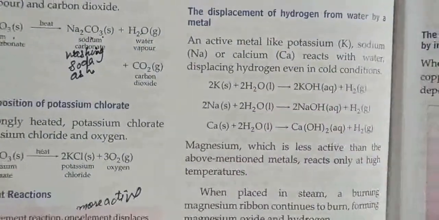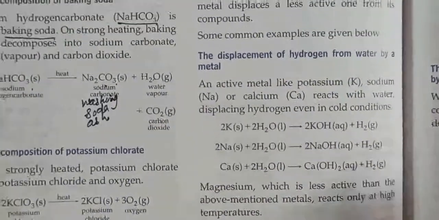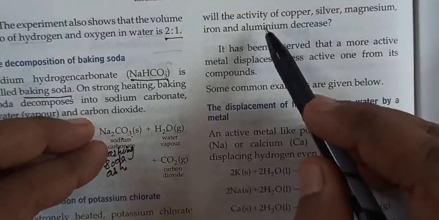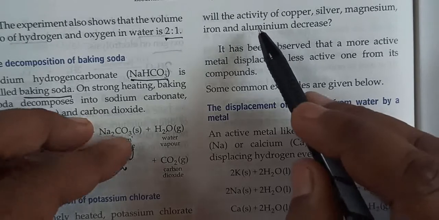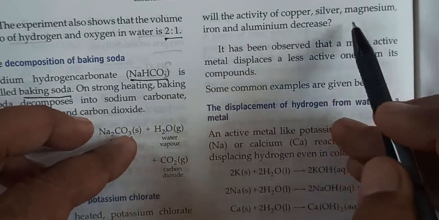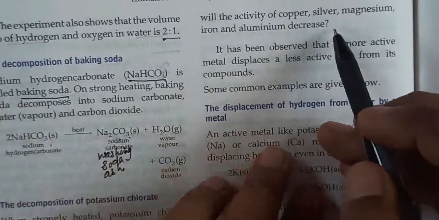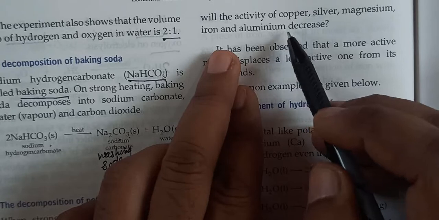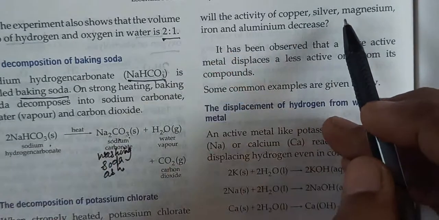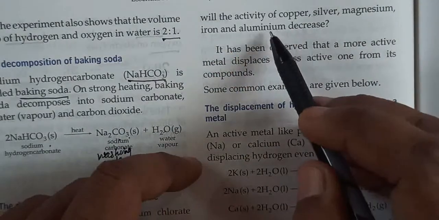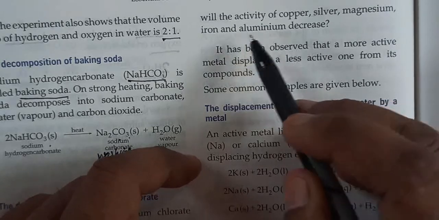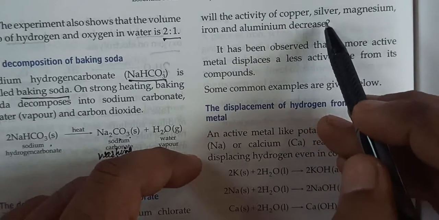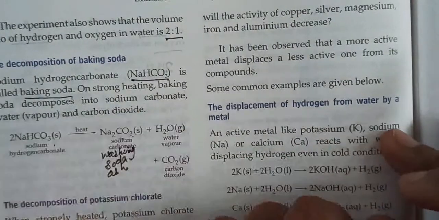What is here, beta? See it carefully. Could you say in what order the activity of copper, silver, magnesium, iron, aluminium will decrease? So among these 5 metals, which is most active, beta? Magnesium. If you check the activity series, magnesium is above aluminium, second is aluminium, third is iron, then comes the turn of copper, then the last one is silver. If you check the series, accordingly you can arrange.